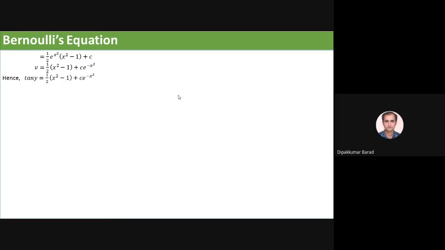And v is nothing but tan y. So tan y equals 1 by 2 x square minus 1 plus c e raised to minus x square. So this is my general solution. Is it clear for everyone now? If anyone has a doubt, you can ask right now.